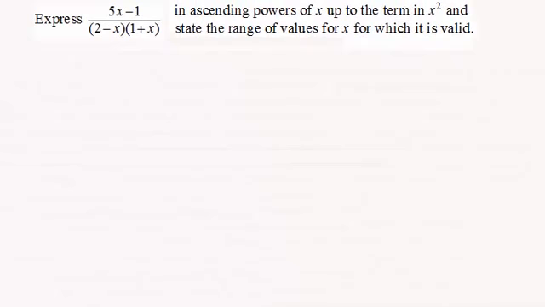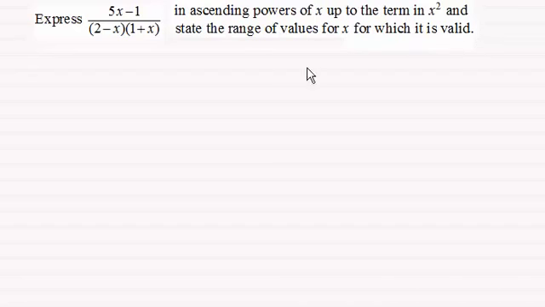Hi there. Now in this video what I want to do is show you how we can take an algebraic fraction, say something like this, and by using the binomial expansion rewrite it as a series in ascending powers of x. To demonstrate this we've got this example where we've got to express 5x minus 1 all divided by 2 minus x times 1 plus x in ascending powers of x up to the term in x squared, and state the range of values for x for which it is valid.